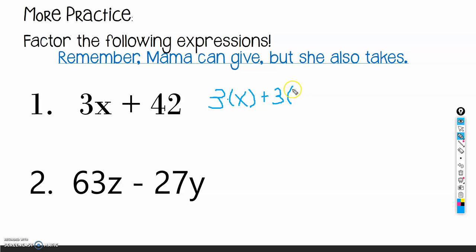And I might have to work this off on the side and see if I can figure it out. So I have 3 times 14 is 42. Okay, so I'm not quite done though. Mama gives, but she also takes. Mama's going to take these 3's completely out of the nest, leaving the baby birdies all alone. So 3 is on the outside of the parentheses. Then I have x plus 14. And then I'm going to check my work and make sure that I did it right. 3 times x is 3x. Yep. 3 times 14 is 42. Yep, I did it right.